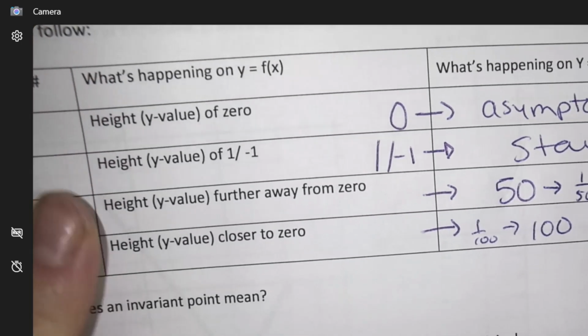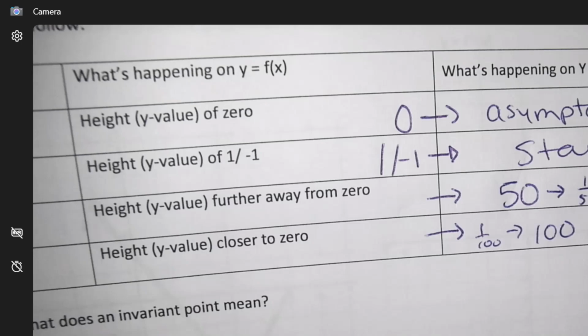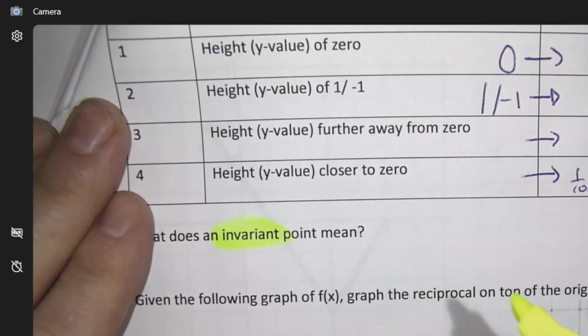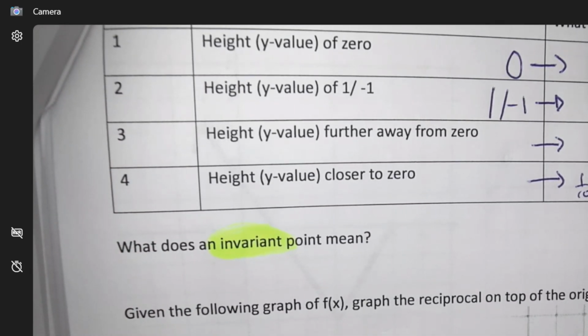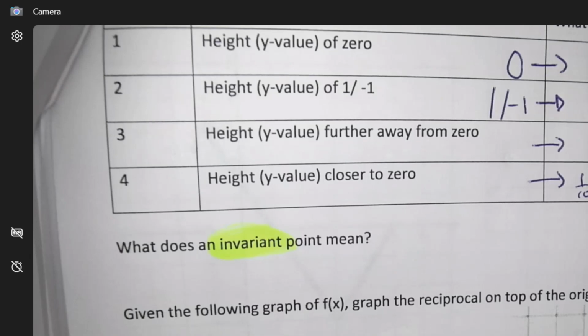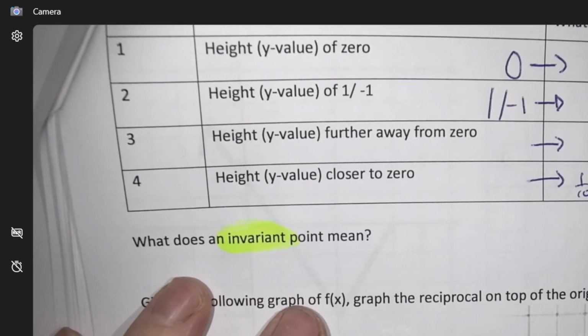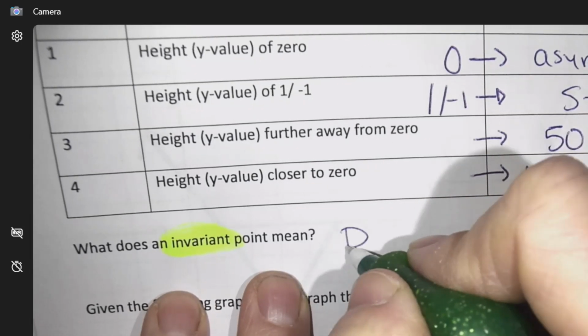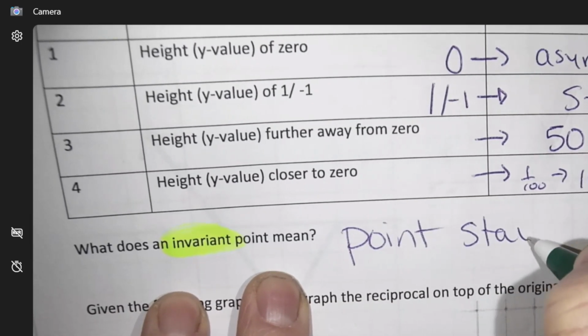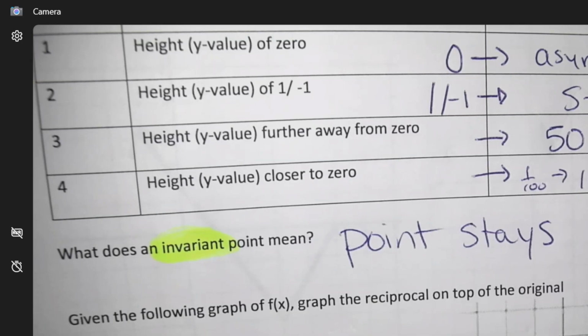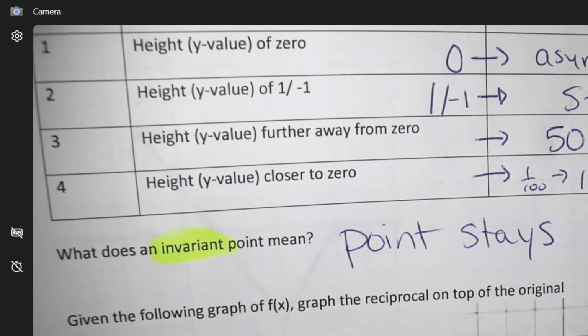I have to introduce you to another fancy math word. So asymptote, that's already one thing in your brain today as a fancy word. Here's another one. You might run into this. Invariant point. Break down that word. What does vary mean? Change. What does invariant mean? No change. So what do you think a point is going to do if it's invariant? It's going to not change.